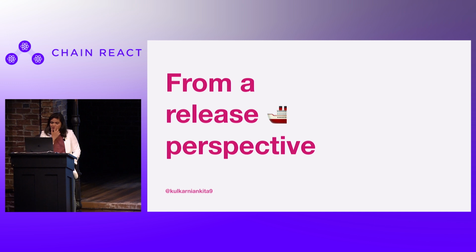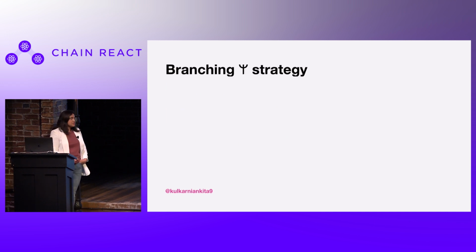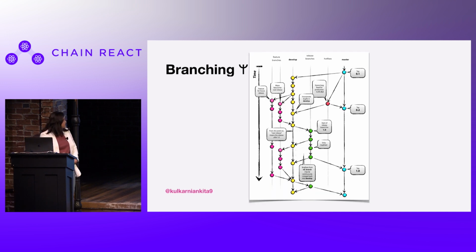So lastly, from a release submission perspective, one of the important things is the branching strategy. There's this diagram. I just Googled a diagram that matches very closely what we try to do, and pasted it in here. It looks complicated, but it's not. I'm going to try my best to explain.